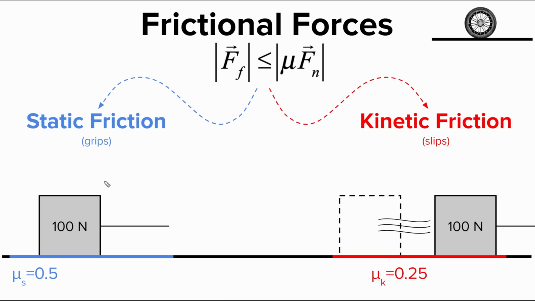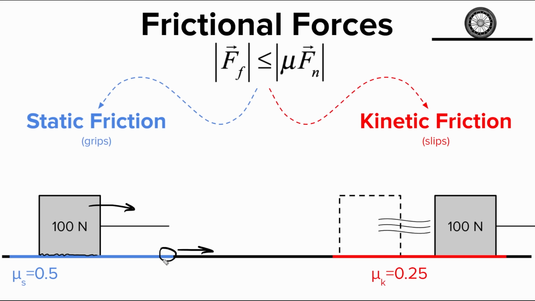Often that's the case, but not always. So imagine this blue line here is a blue rubber sheet. And instead of pulling on the 100 Newton mass, I pull on the blue rubber sheet, so it's all grippy. Well, that makes this mass go with it. And now it's moving, and it's not slipping though. It's moving because it's not slipping.